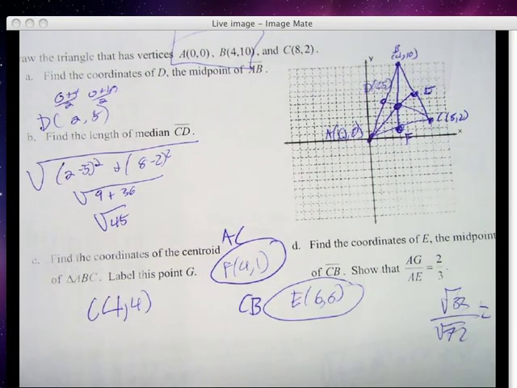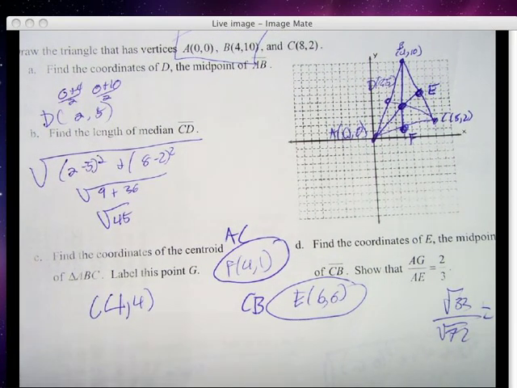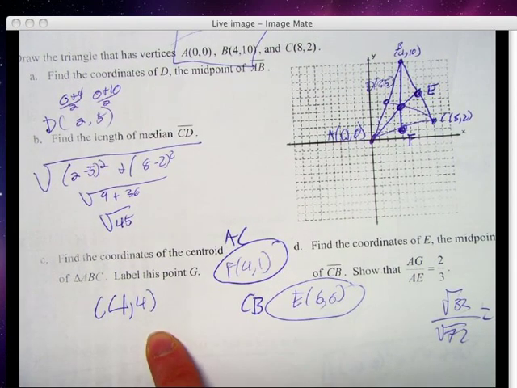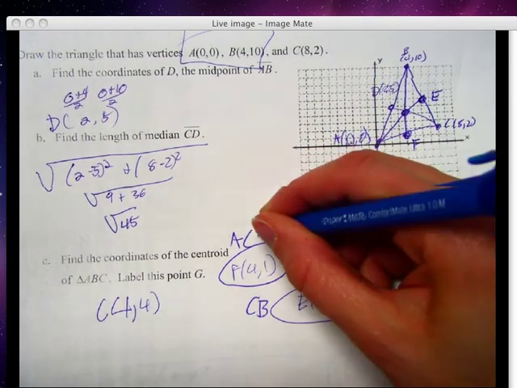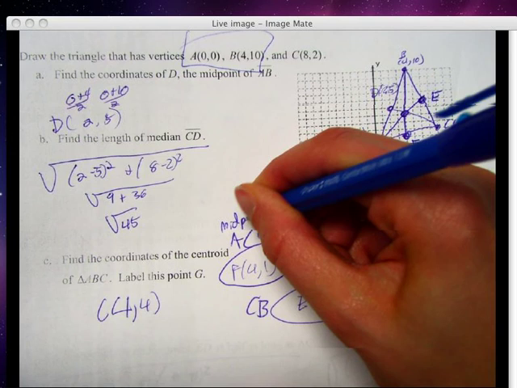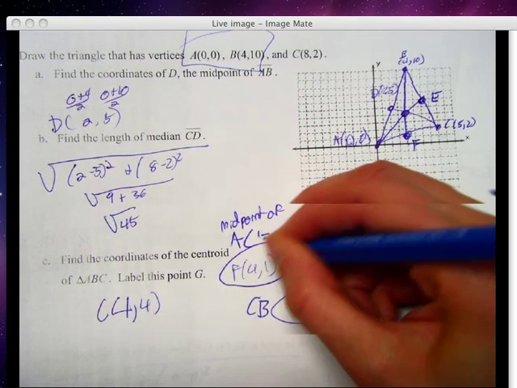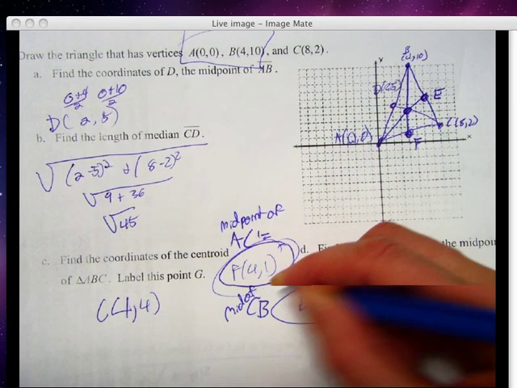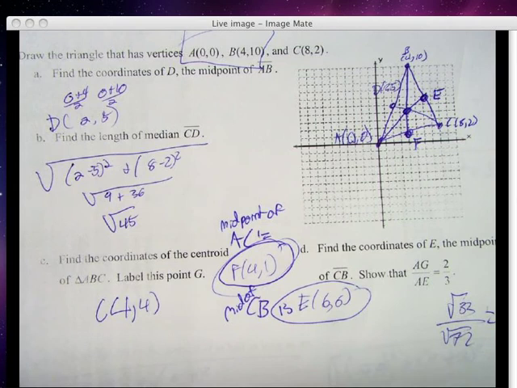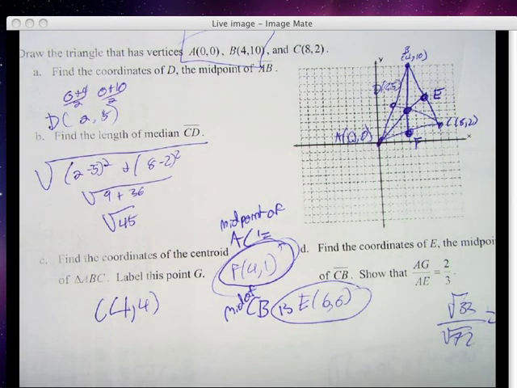My suggestion to you for C is to find all the medians. Medians go through the midpoint to the opposite vertices. Okay? So we know that this centroid is where all three meet. Right here, this is F, the midpoint of AC. The midpoint of CB is E, which is 6, 6. Connected them, found that it was at 4, 4.